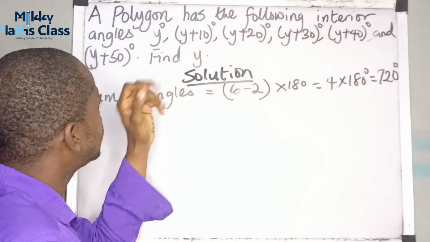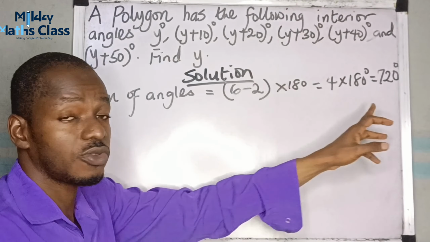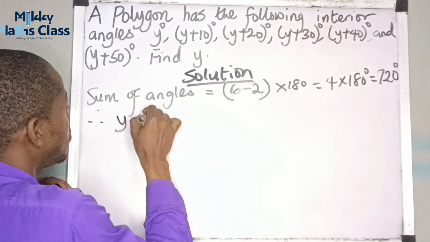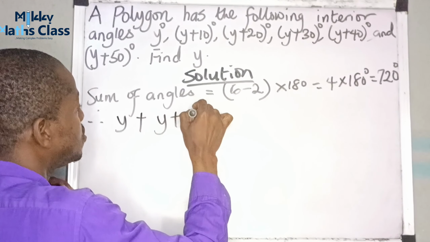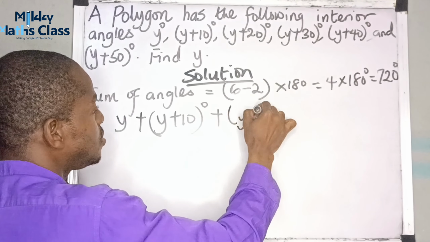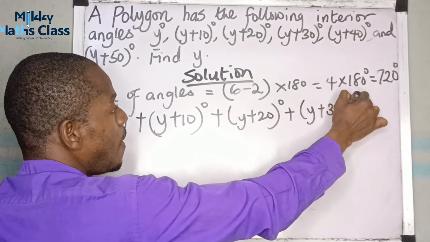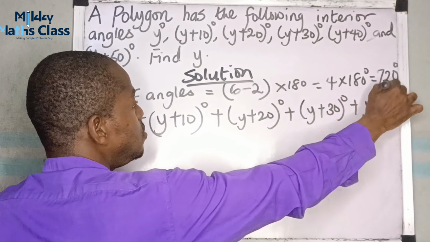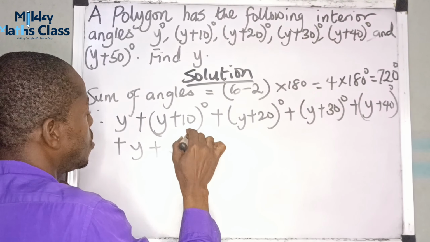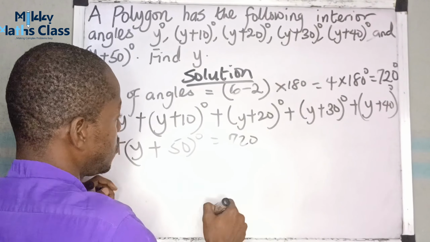Now, let's find y. That means when I add these, it must equal 720. Therefore, it follows that y plus y plus 10 degrees plus y plus 20 degrees plus y plus 30 degrees plus y plus 40 degrees plus y plus 50 degrees must sum up to 720. So let's collect like terms.